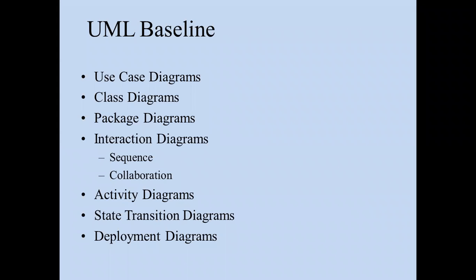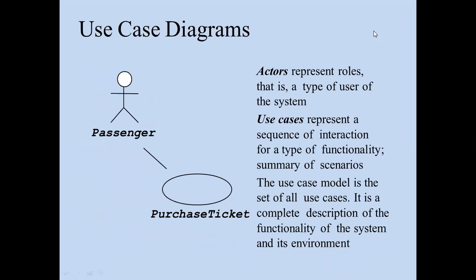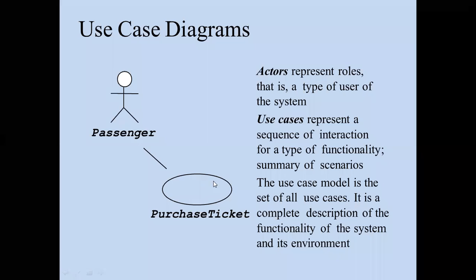Then here you can see the use case diagram. Here you can see the actor, passenger. Passenger is the actor, and you can see the ellipse; this is the use case. So what is an actor? Actors represent roles, that is, types of users of the system. An actor is the user of the system. A user may be any entity, any person. Then use cases represent a sequence of interactions for a type of functionality. It's a scenario of your system.